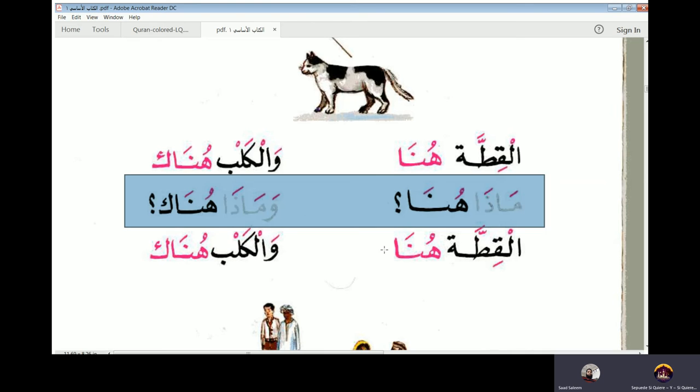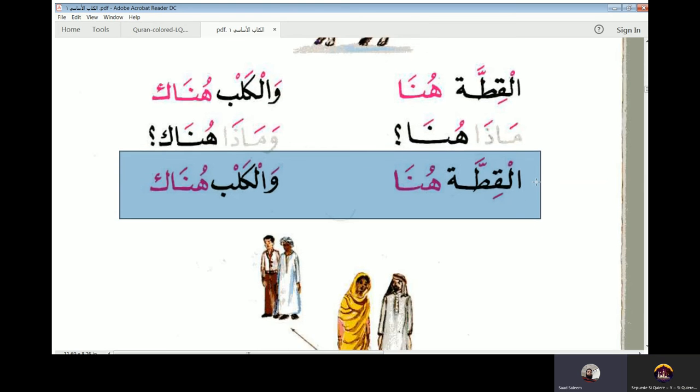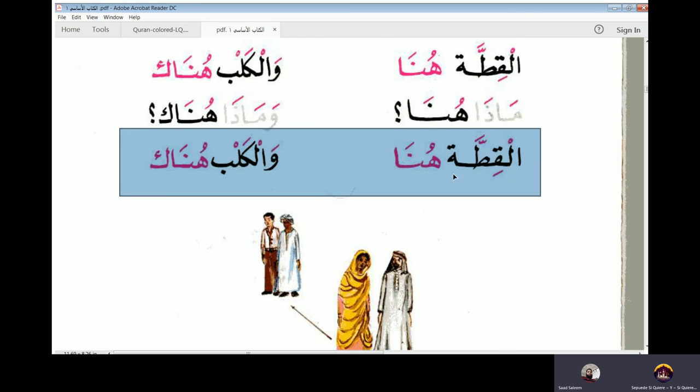What is here? And what is there? Good. Al-kitatu huna. The cat is here. Wa kalbu hunaka. And the dog is there.